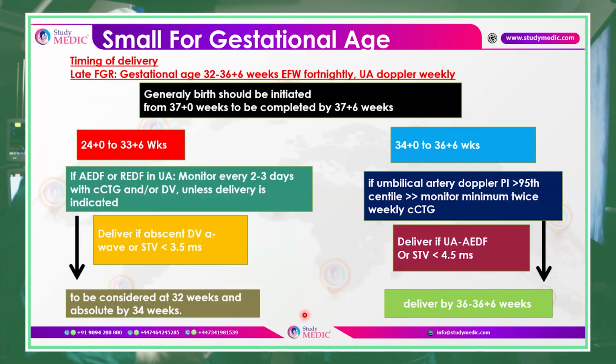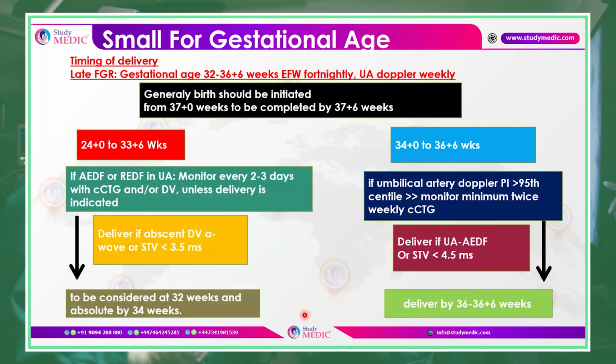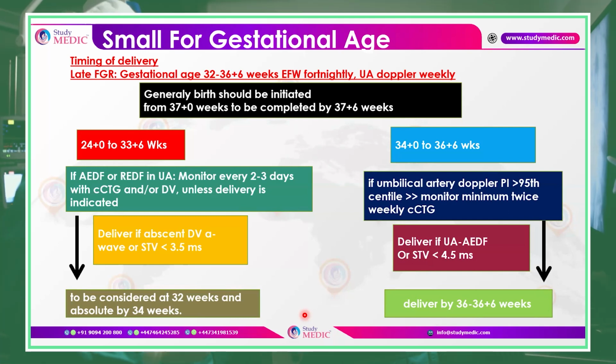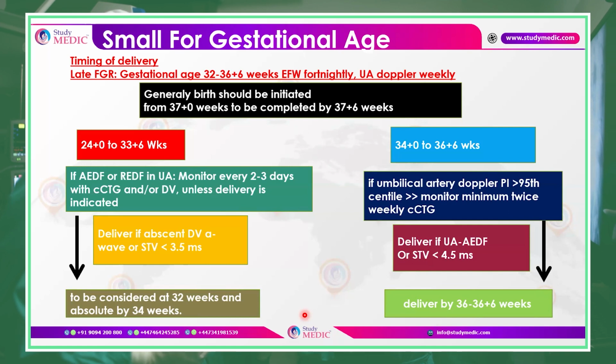So in the gestational age period 24 to 33 plus 6 weeks, if absent end diastolic flow or reverse end diastolic flow is there in the umbilical artery, monitor every 2 to 3 days with CTG and ductus venosus Doppler. If ductus venosus becomes abnormal, deliver. If it stays normal, then deliver at 32 weeks and absolutely by 34 weeks.